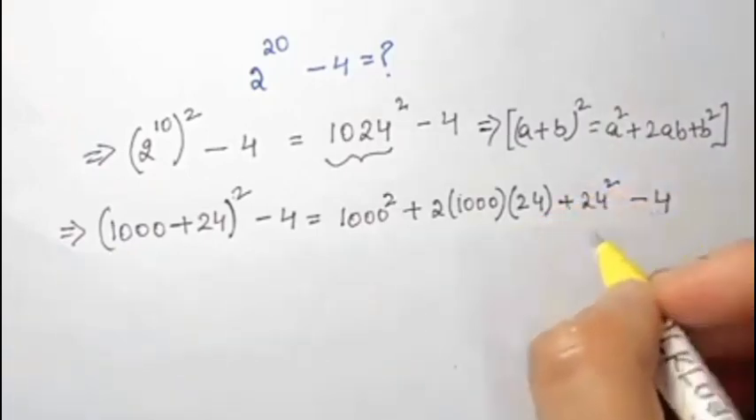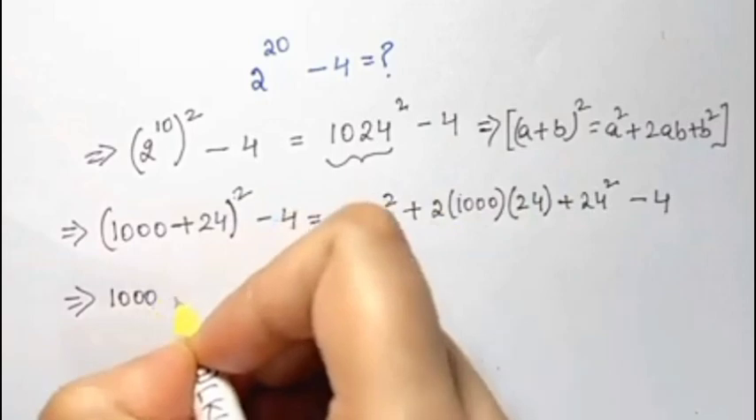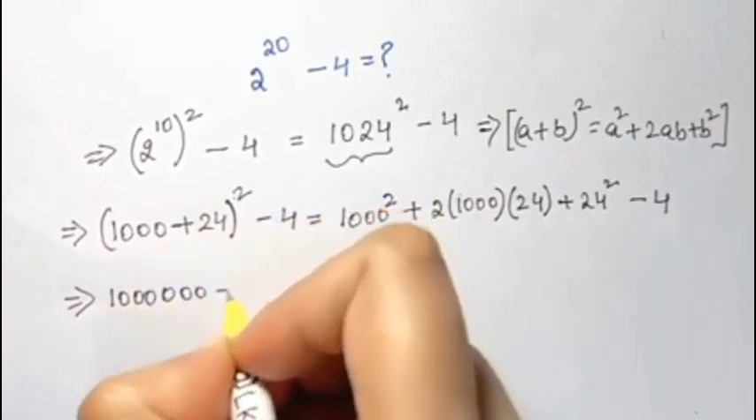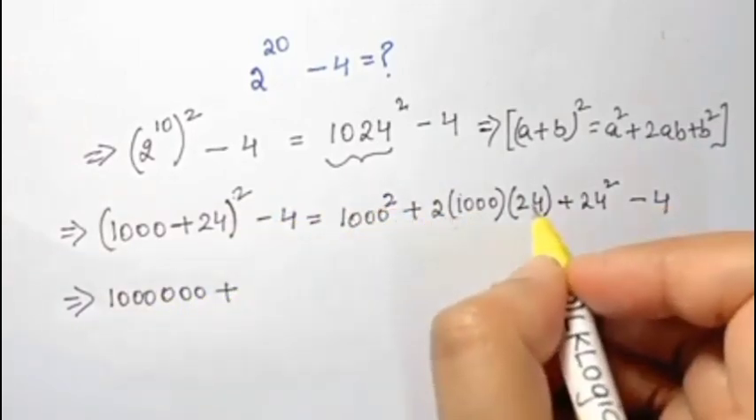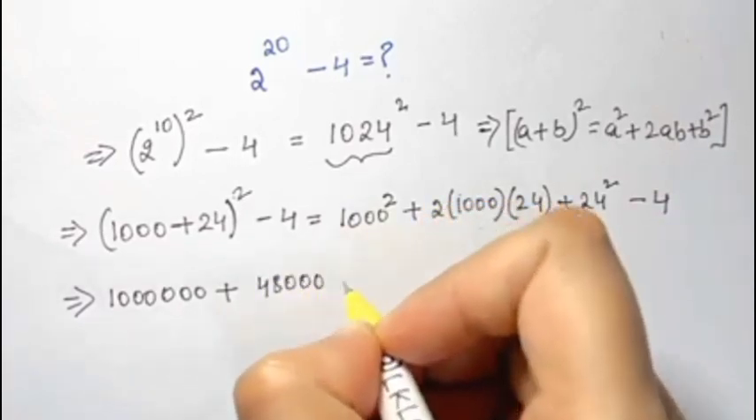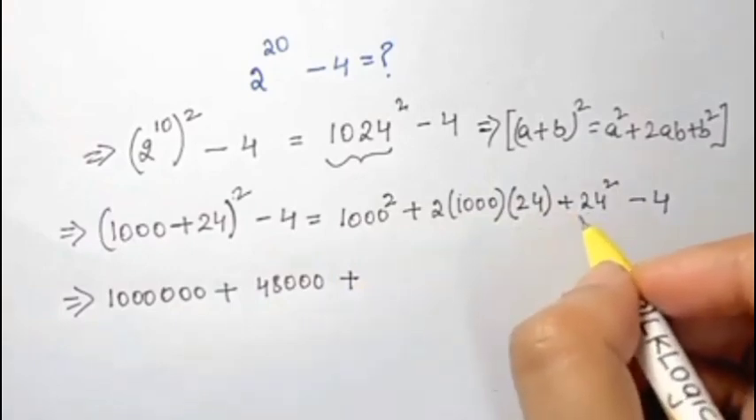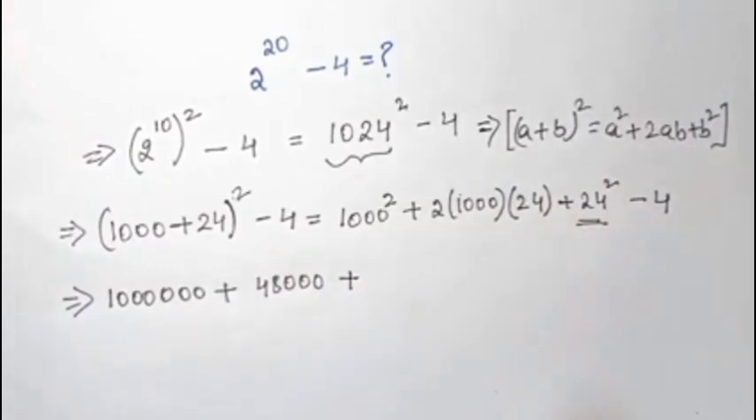Now we're going to solve for this one. So 1000 square is 1 million plus 2 times 24 is 48. 48 times 1000 is 48,000 plus 24 squared. Now I'm going to show you an easiest trick to find the square of a number.